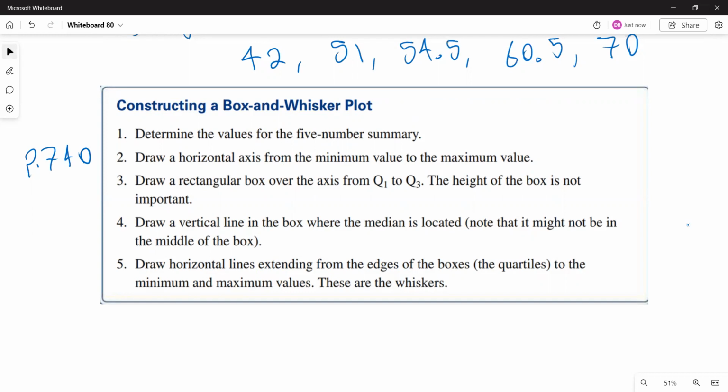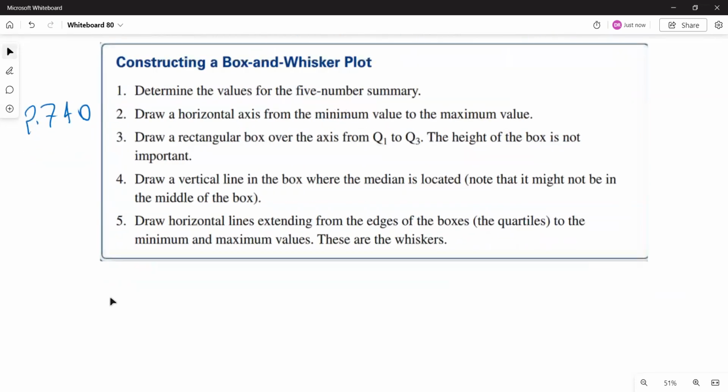And draw a vertical line in the box where the median is located. Note that it might not be in the middle of the box. And last step, draw horizontal lines extending from the edges of the boxes to the minimum and maximum values. These are going to be called the whiskers. Okay, so this is a lot of writing. I'm going to illustrate this with an example.